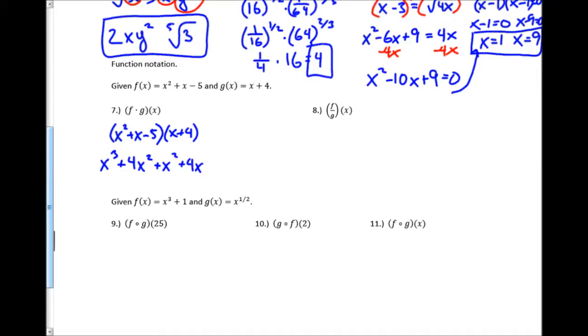Then I distribute the minus 5. That gives me a minus 5x minus 20. And now I just combine like terms. That's going to be an x cubed plus 5x squared minus x minus 20. And that's it.